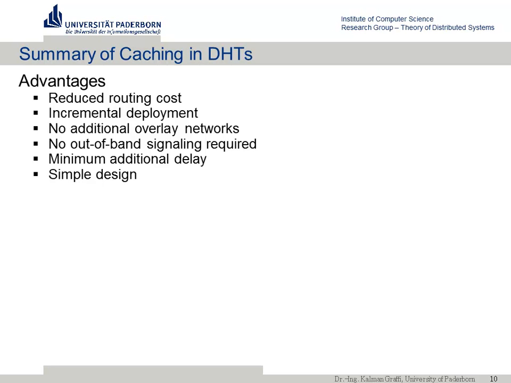Okay, just a very short and brief overview on caching in DHTs. What it might bring you is that it might reduce the routing cost. It can be incrementally deployed, so you don't need to change all of the peers, but only a few of them. You don't have an additional overlay network, no real big implementation effort with that.